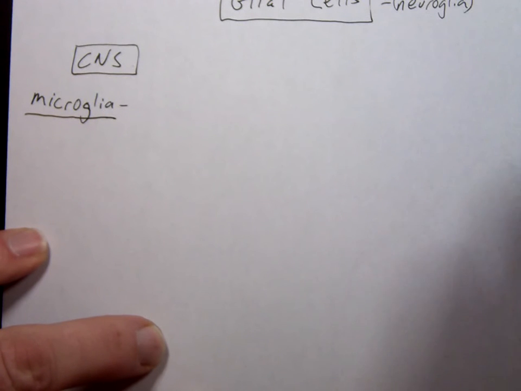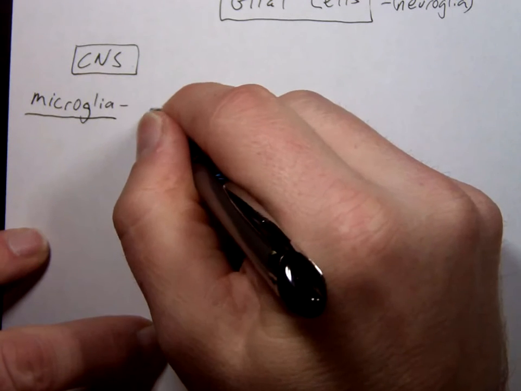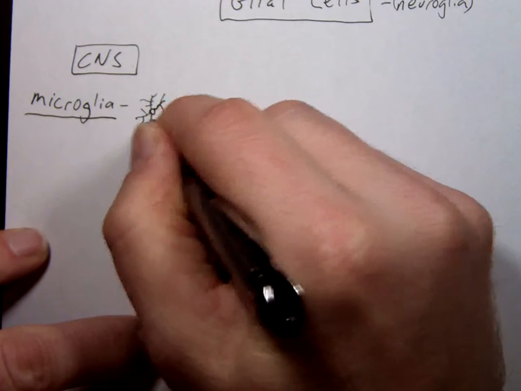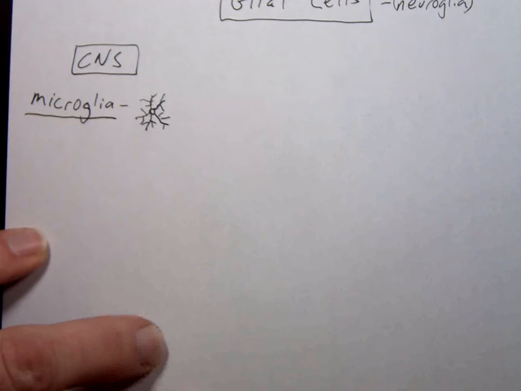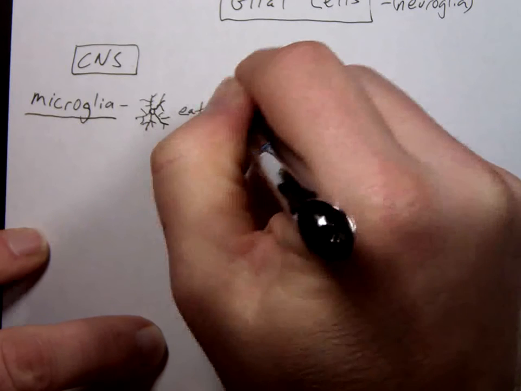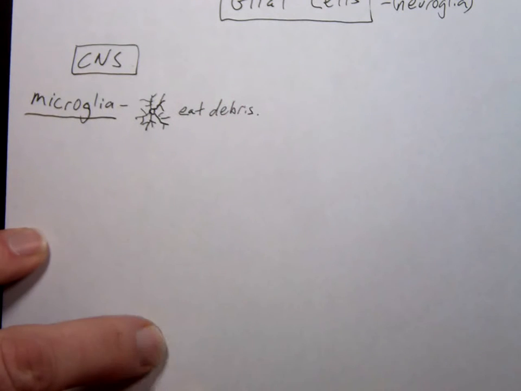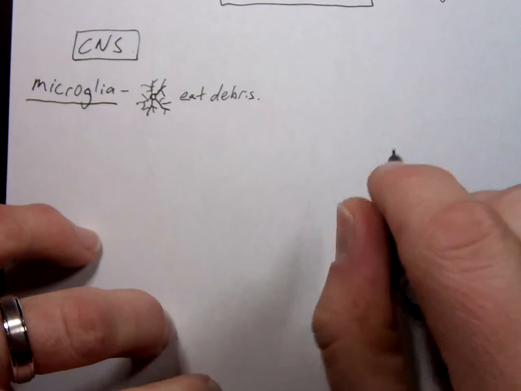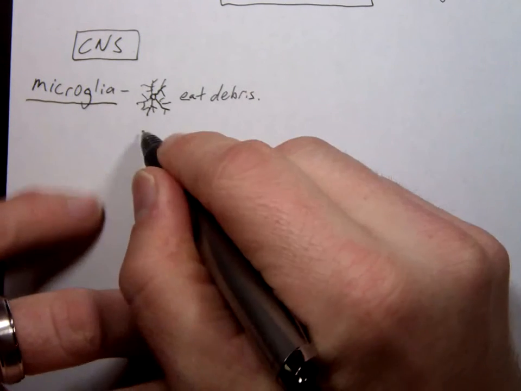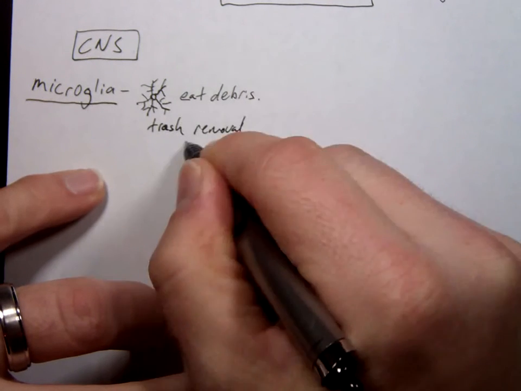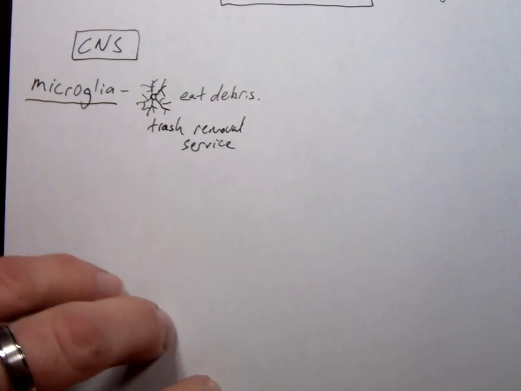How do you know that? Micro. There's a micro in their name. And they look like little snowflakes. Okay. Their job is very simple. They eat debris, which is debris for people who can read. This right here, the word debris means like junk and waste products and stuff like that. So they are the trash removal service for the brain and spinal cord.